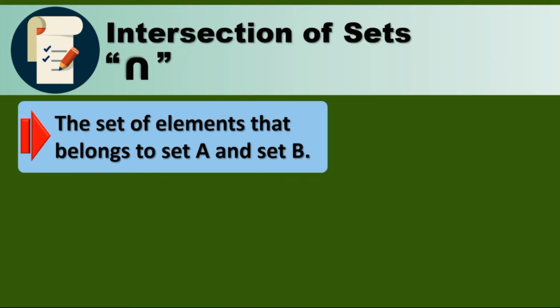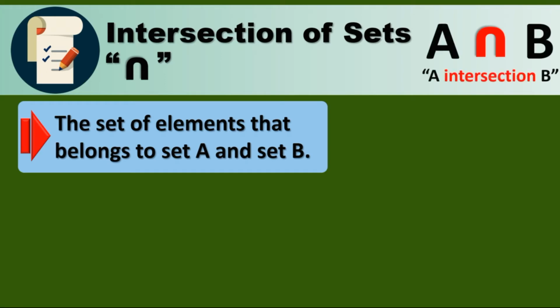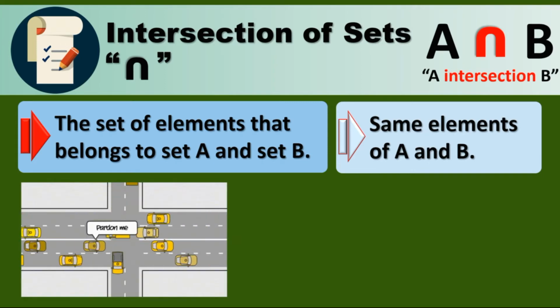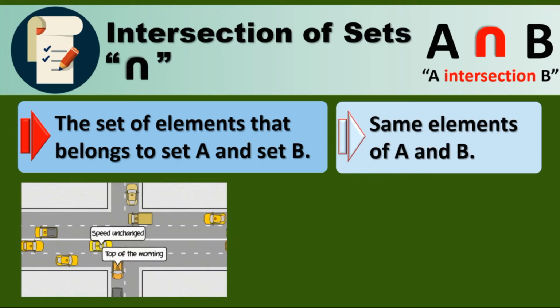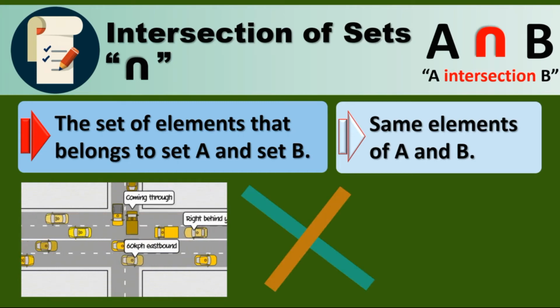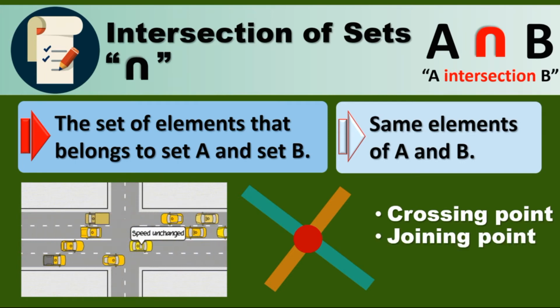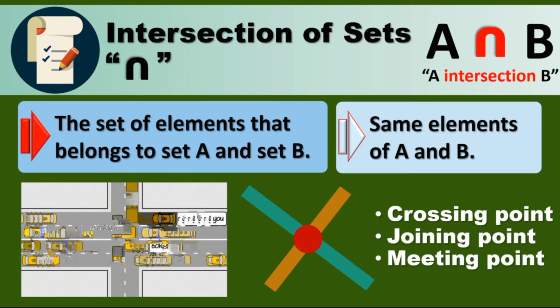Next concept, intersection of sets, which is denoted by an inverted U. The set of elements that belongs to set A and set B, simply denoted as A intersection B. Same as saying same elements of A and B. Let's look at this animation. These two roads here have an intersection. The same is true with these two lines here. When we say intersection, it is the same as saying crossing point, joining point, or meeting point.